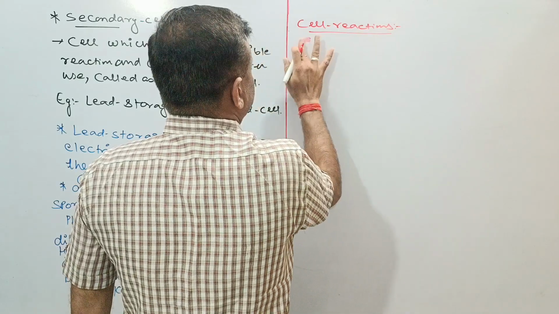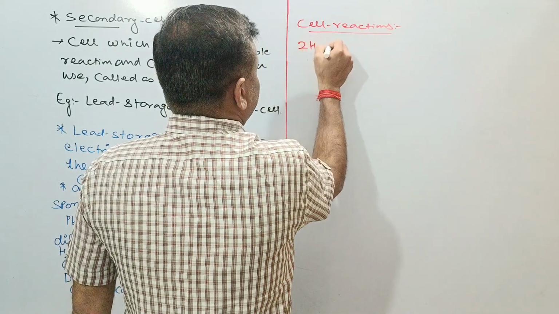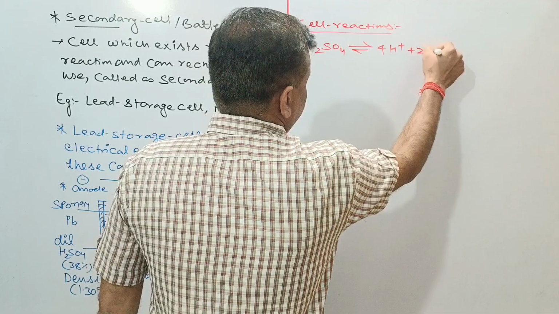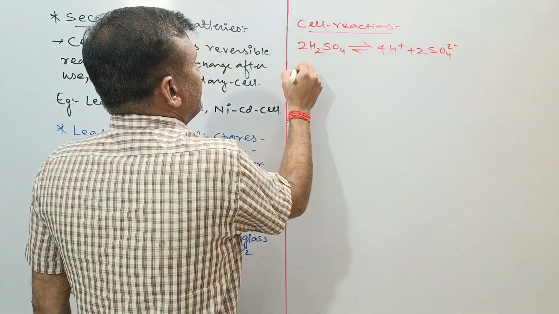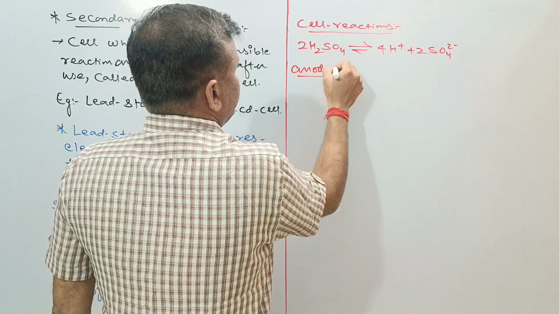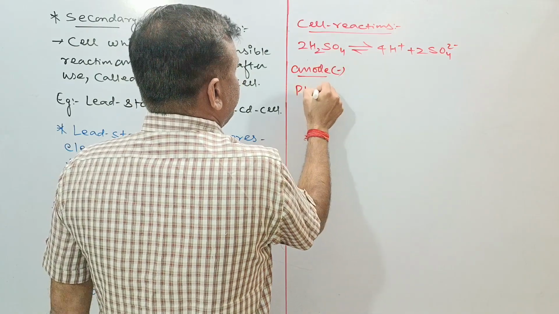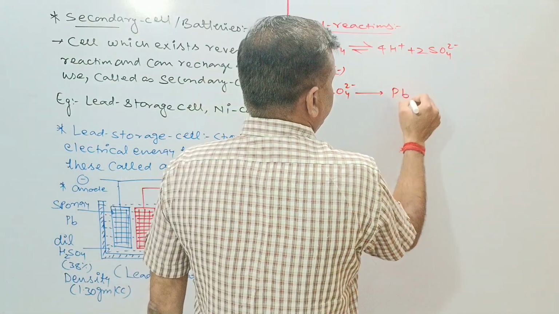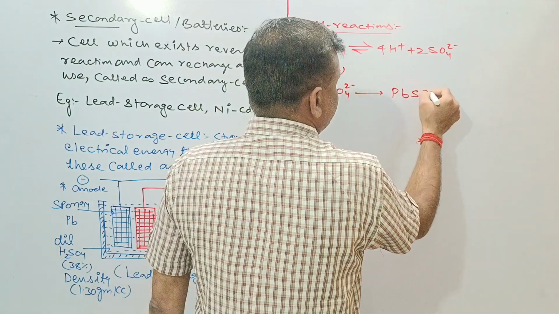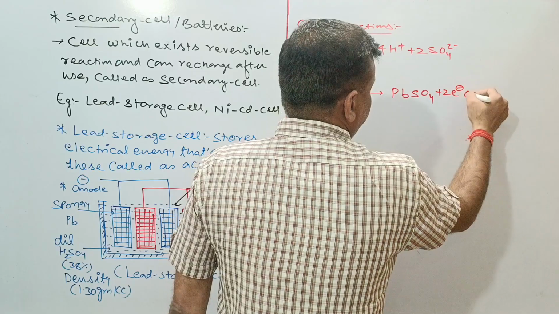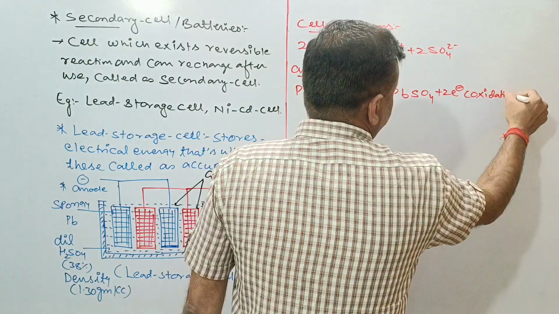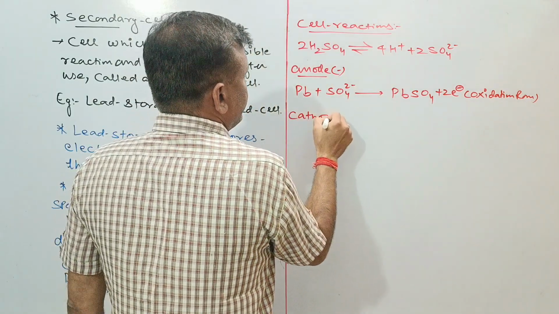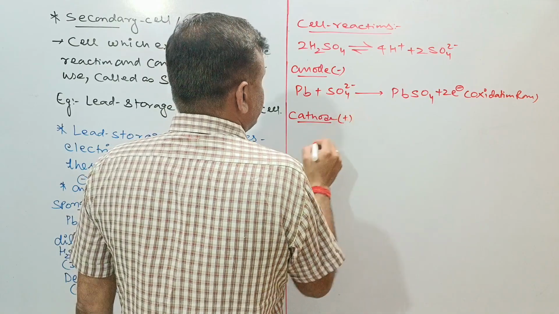First of all, we'll take just dilute H2SO4 as an electrolyte, so it dissociates into 4 H plus and 2 SO4 2 minus. First of all, we'll go with the anode, which is the negative terminal. Here Pb and SO4 2 minus, loss of 2 electrons, Pb plus 2 and SO4 2 minus forms PbSO4. Loss of 2 electrons, that's why this will be an oxidation reaction. If we go with the cathode, anode is negative, cathode will be the positive terminal.